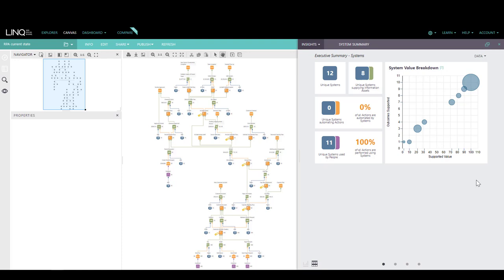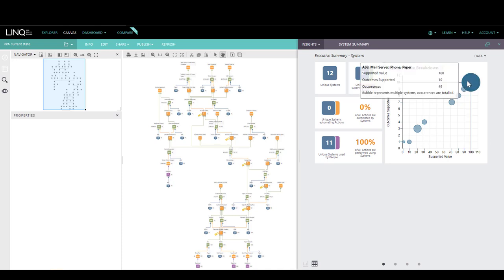We also get a chart which is helping us understand the value of systems against the number of outcomes that they support. The bubble size denotes the number of occurrences of those systems in the sketch. So this large bubble here contains 4 systems, and between them they occur 49 times in the sketch. So here we can see AS8, the asset management system, mail server, phone, and paper are the 4 most valuable systems this organization deploys in meeting the outcomes in this part of the business.